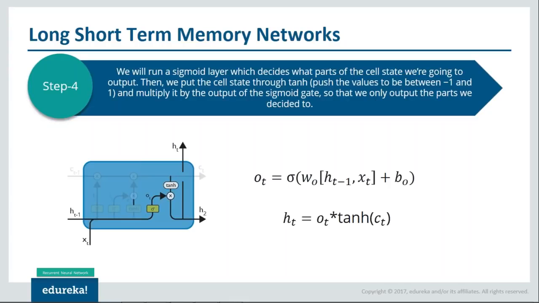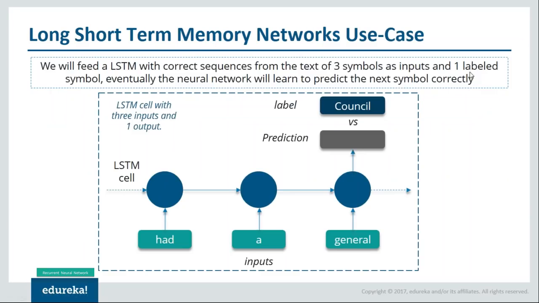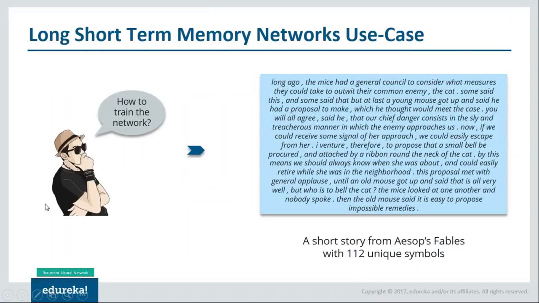Now we'll look at a use case where we'll be using LSTM to predict the next word in a sentence. All right, let me show you how we are going to do that. So this is what we are trying to do in our use case, guys. We'll feed our LSTM with correct sequences from the text of 3 symbols, for example, "had a general" and a label that is "council" in this particular example. Eventually, our network will learn to predict the next symbol correctly. So obviously, we need to train it on something. Let us see what we are going to train it on.